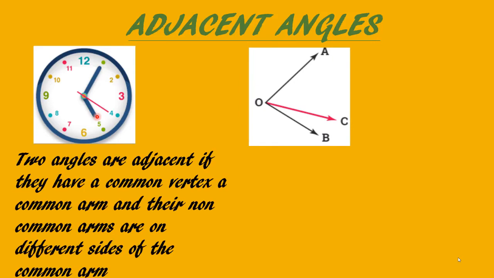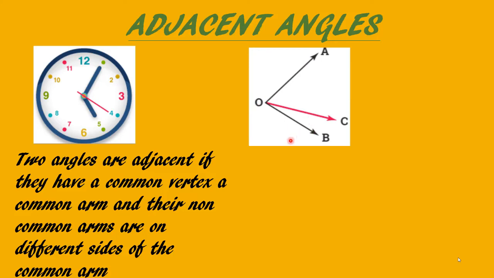So two angles are adjacent if they have a common vertex, a common arm, and the non-common arms are on different sides of the common arm. Here the common vertex is O, the common arm is OC, and the non-common arms are OA and OB. They are on different sides of the common arm OC.